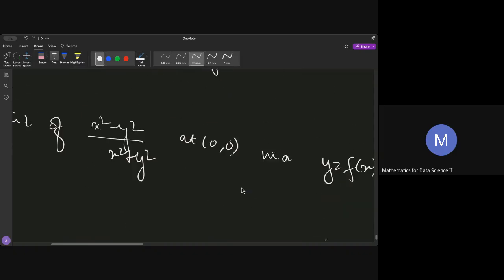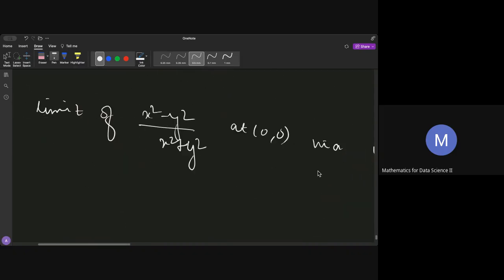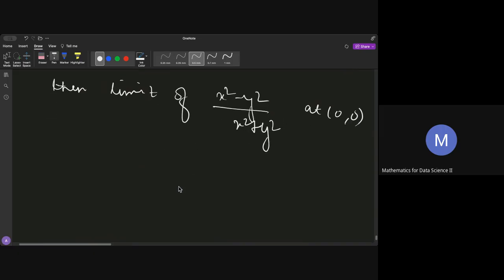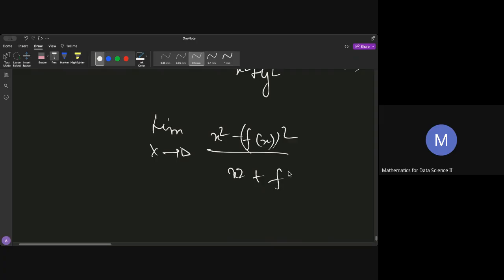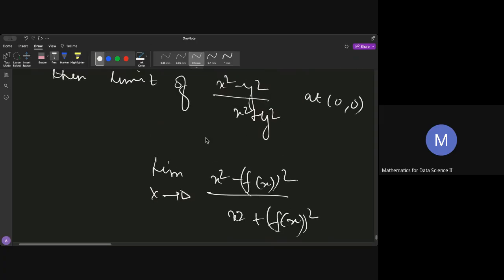So the limit of this function at the point (0, 0) via y is equal to f(x) will be the limit x tending to 0 of (x square minus f of x squared) by (x square plus f of x squared). So I've replaced y with f(x). Just give me a minute.